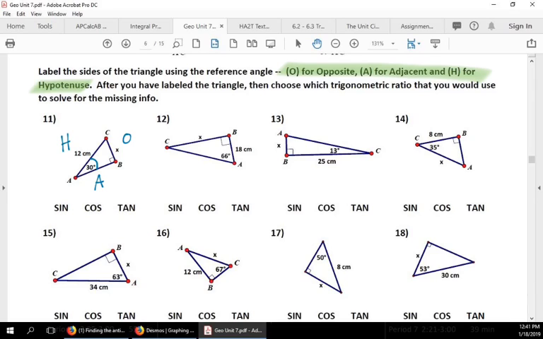We would use sine. And now I'm going to do something extra here. I'm going to write out what you should write. You should write sine of 30 degrees equals x over 12. Now, why did I do that? Because this is the opposite. X is your opposite. H is your hypotenuse. So I put the hypotenuse on the bottom. Does that make sense?